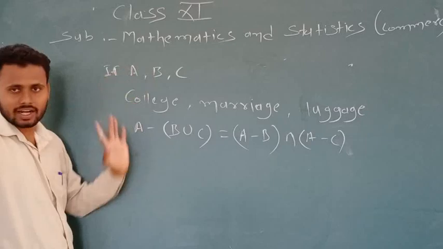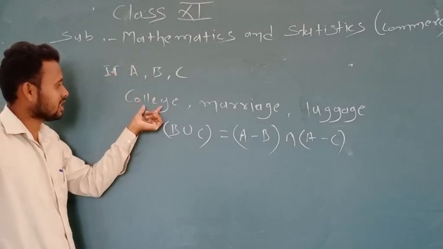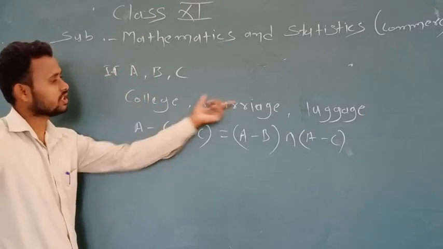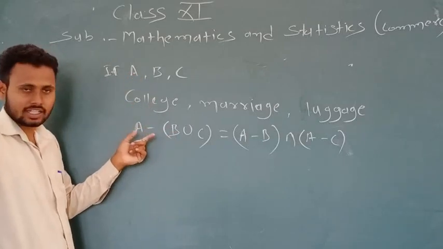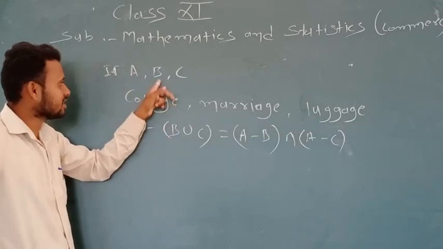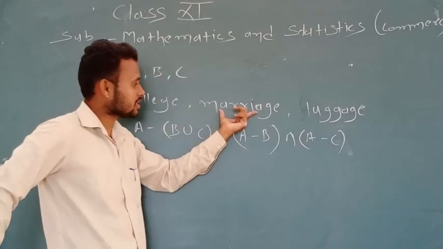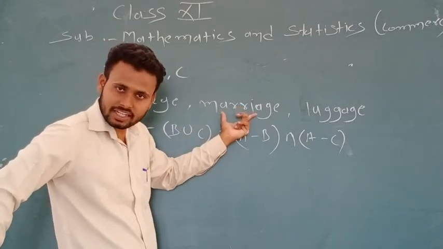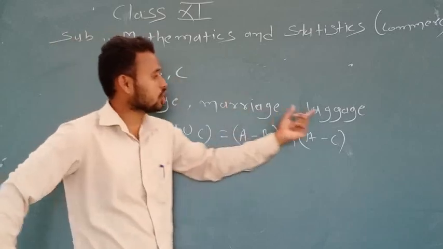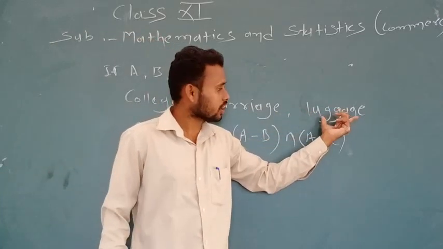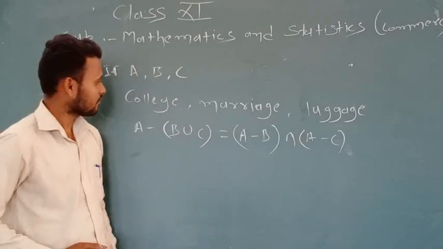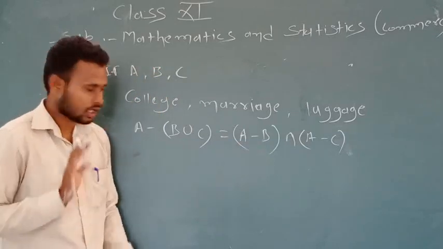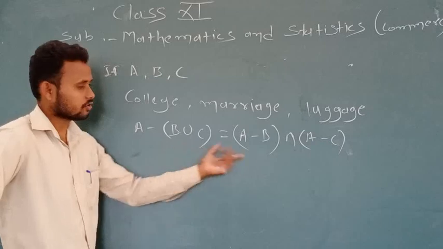Now here it is already given that A, B, C are the sets for the letters of the words respectively. That means A is the set of all letters in the word college. Next, B is the set of all letters in the word marriage. And next, C is the set of all letters in the word luggage. Then we will get three sets, and after that we have to verify this property. Now verify means these two are equal.